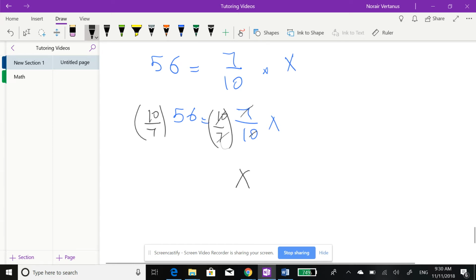What's left? x is equal to, now again, you have multiplication. See, 10 over 7 and 56. Cross simplify them because it's multiplication. 7 divided by 7 is 1. 56 divided by 7 is 8. So what's left? 8 times 10, 80. 1 times 1 is 1. So x is equal to 80. We got it, right? Second method.